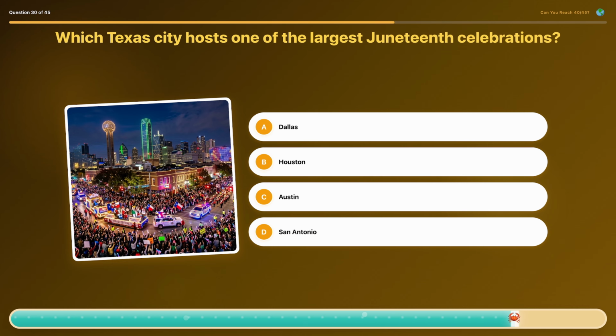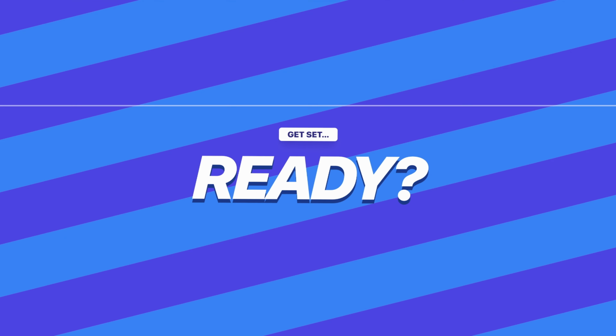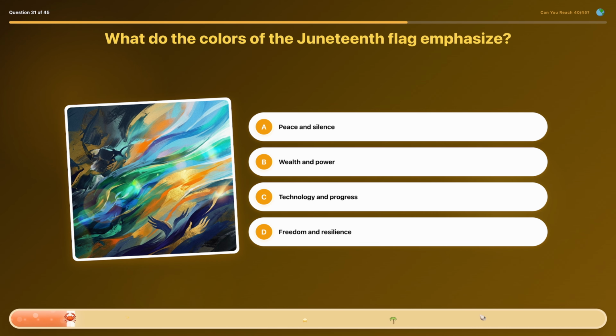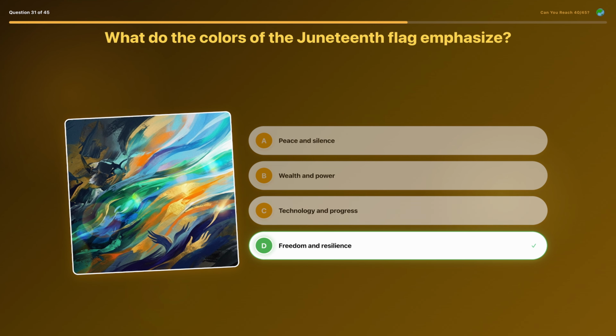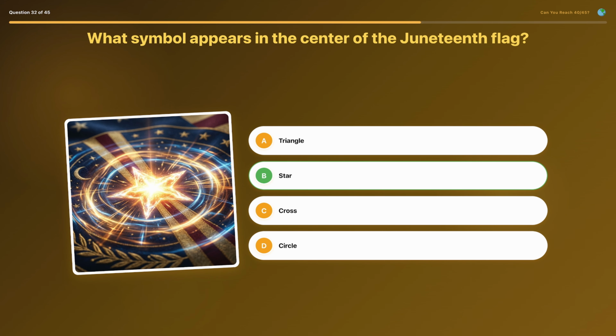Which Texas city hosts one of the largest Juneteenth celebrations? Houston. What do the colors of the Juneteenth flag emphasize? Freedom and resilience. What symbol appears in the center of the Juneteenth flag? Star.